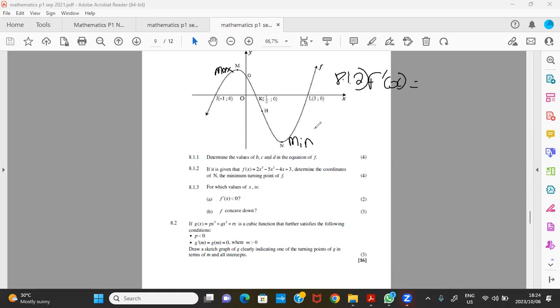Let me erase here. So 8.1.2, my first derivative is going to be what? I'm going to say 2 times 3, that's 6x squared, and then minus 10x, and then minus 4. So in terms of functions, this is now my quadratic function or my parabola. Okay, so I have my parabola and then I have to equate it to 0. So now look, 6x squared minus 10x minus 4 is equal to 0.